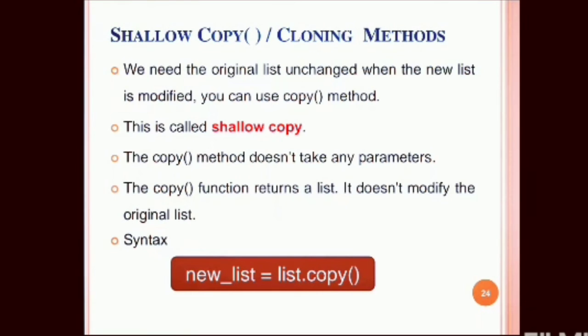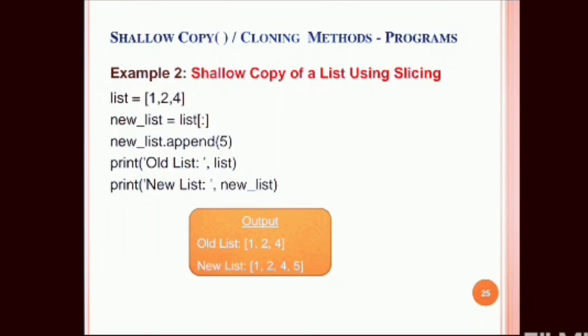Shallow copy. We need the original list unchanged when the new list is modified. You can use the copy method. This is a shallow copy. The copy method does not take any parameter. The copy function returns a list. It does not modify the original list. Syntax: new list = list.copy(). Here is the program of copy list, an example of shallow copy of a list using slicing.